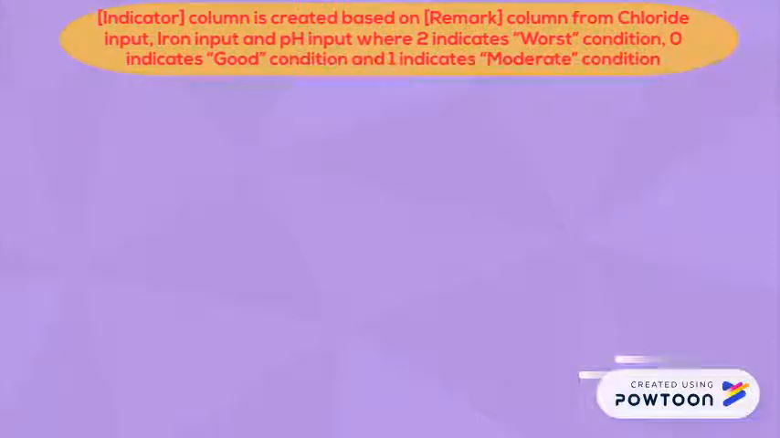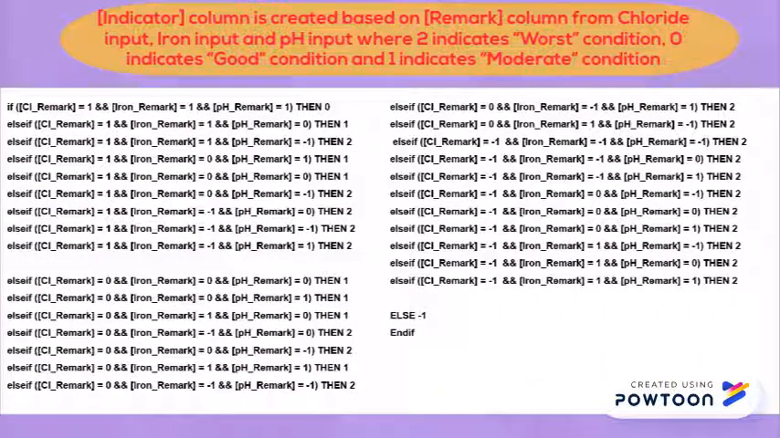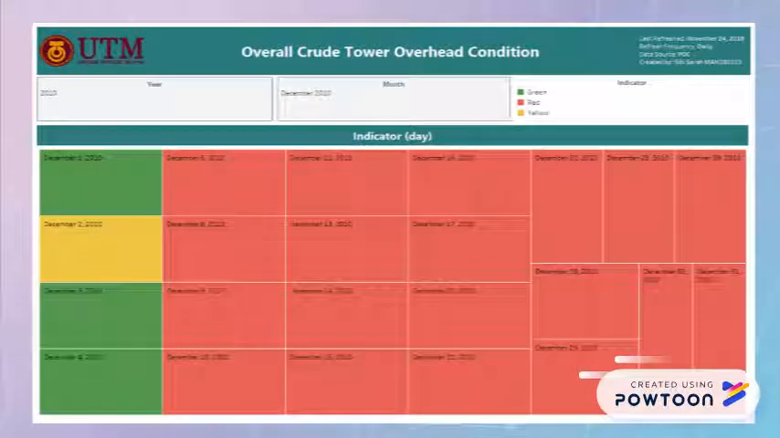Next, the overall pipeline condition is determined by a combination of the conditions in the previous slide, where 2 indicates the worst condition, 0 indicates good condition and 1 indicates moderate condition. An interactive dashboard is created to display the results from the evaluation process by using Tableau.